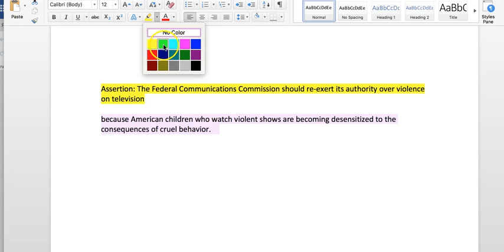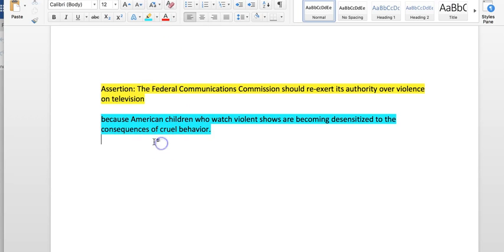Everybody uses pink. I'll use this yellow because it's pretty and very bright. So this part is called the backing. This actually backs your assertion. This is your evidence for your thesis. So you are claiming that the Federal Communications Commission should do this, and this is why they should do it, right?